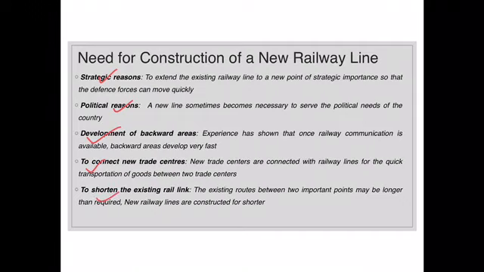It may also be constructed to shorten an existing railway link. To connect between points A and B, if the existing line is too long, we may think of connecting with a new railway track, which reduces the distance traveled between the two points A and B. These are some of the reasons why we may have to go for the construction of a new railway network.